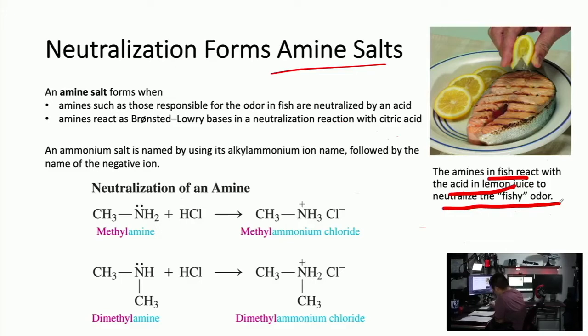So let's neutralize an amine, right? We have methylamine here. We're going to add some hydrochloric acid in there, right?